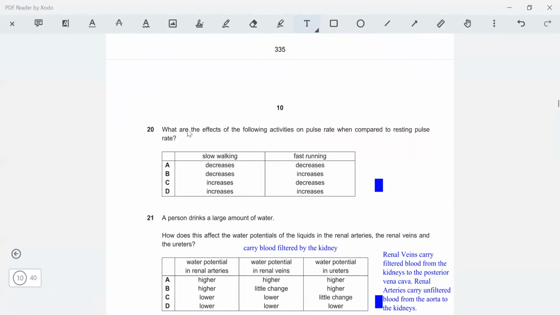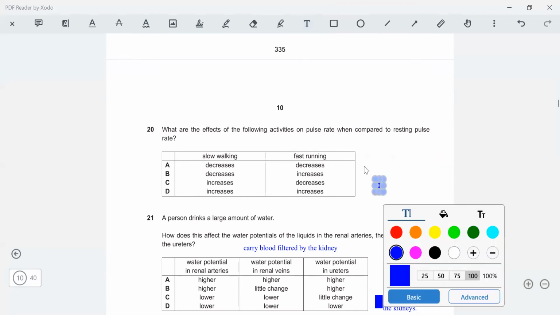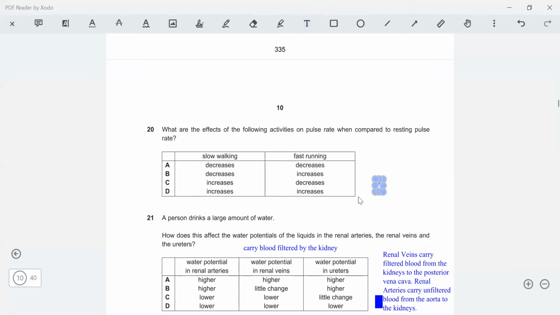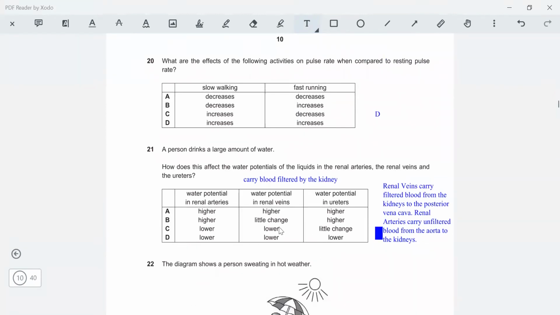Question 20. What are the effects of the following activities on pulse rate when compared to resting pulse rate? You must know that any activity that is even slightly more intensive than when you are resting will increase your pulse rate in general. So no matter whether it's slow walking or fast running, your pulse rate would increase, and thus the answer is D.